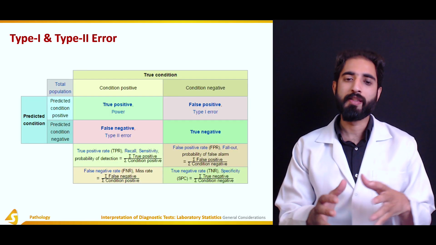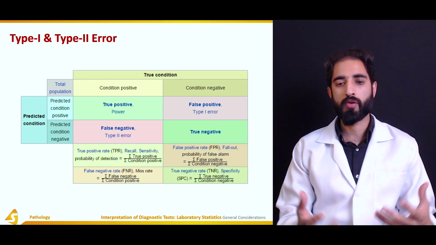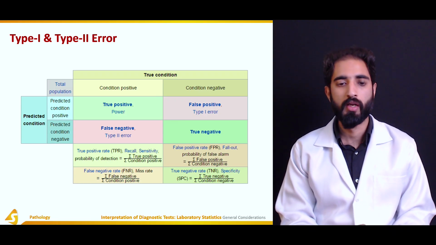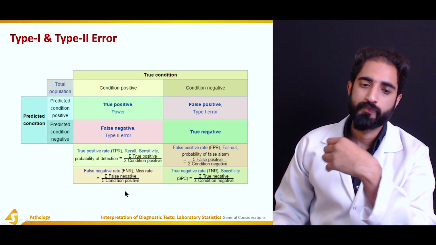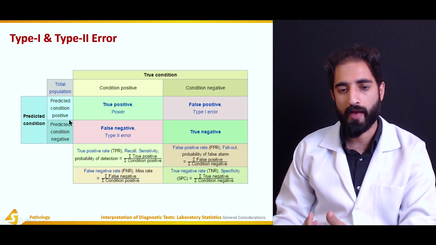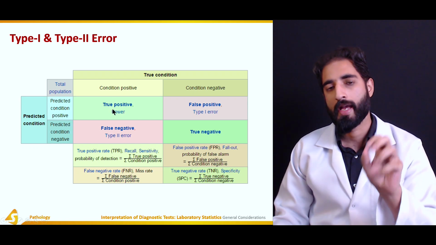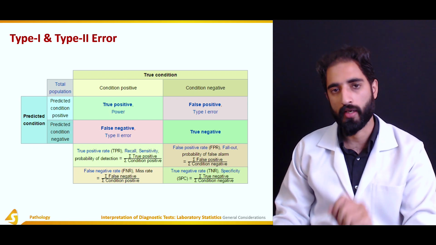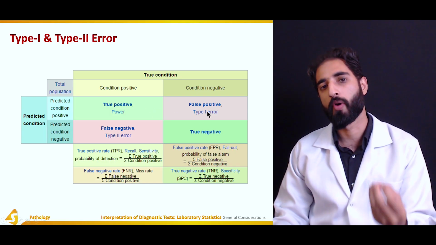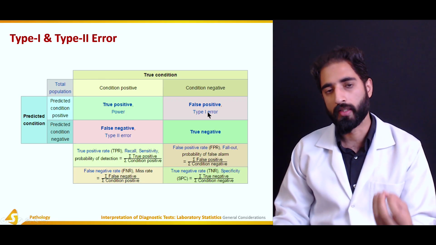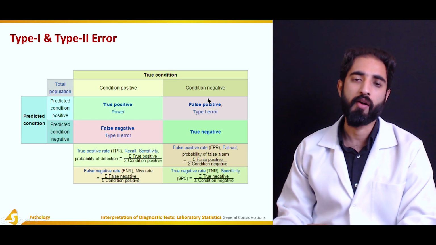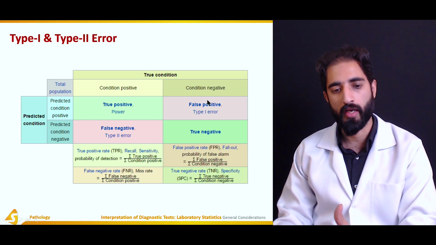So let's take a look at the summary of the positive and negative results of any type of laboratory test. We have a positive predicted condition or a negative predicted condition. We can have a true positive, in which the person has the disease and the test also identifies him as having the disease. A false positive is, for example, when a person does not have a disease but the test identifies that person as having that disease. That type of error is known as a type 1 error.